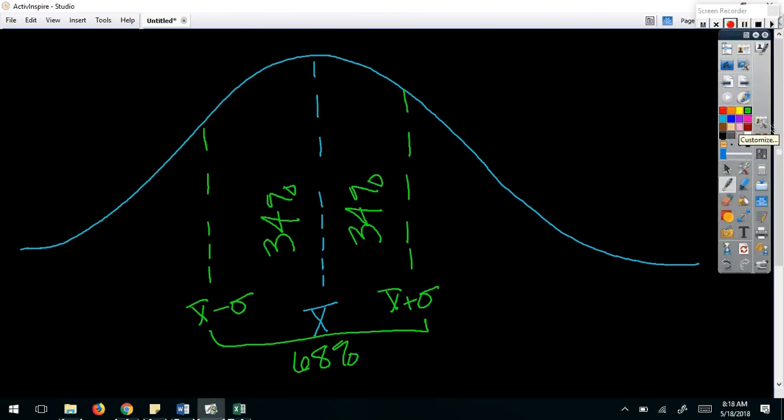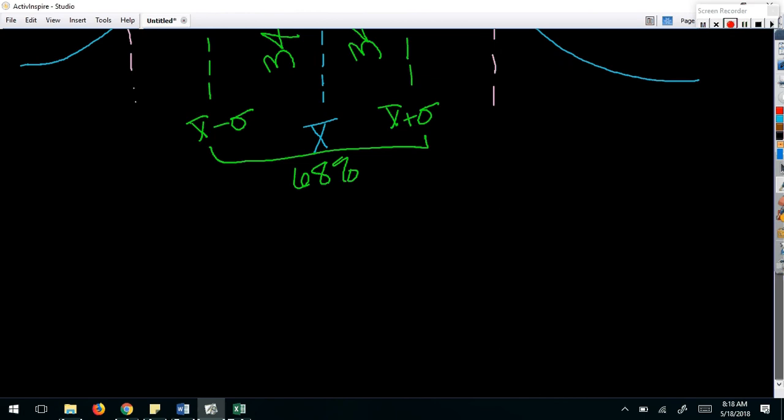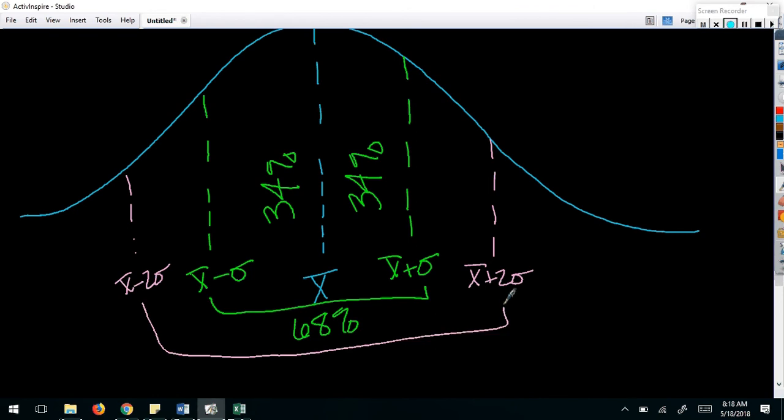All right, let's go 2 standard deviations out. So this is 2 and 2. 95% of all of your data. That's pretty significant. 95% of all your data lies within 2 standard deviations of the mean.